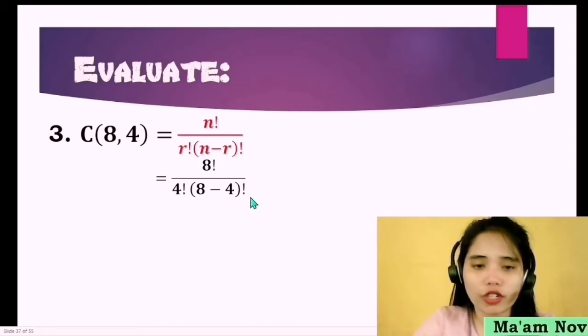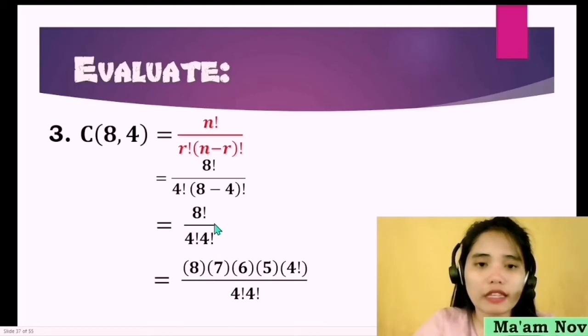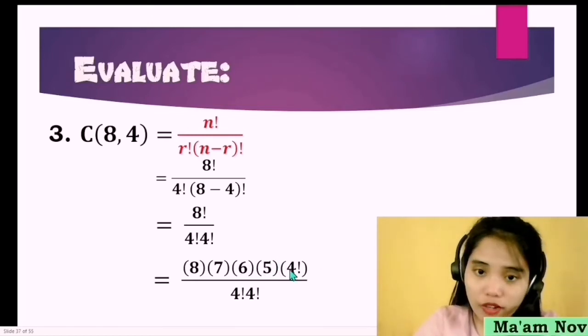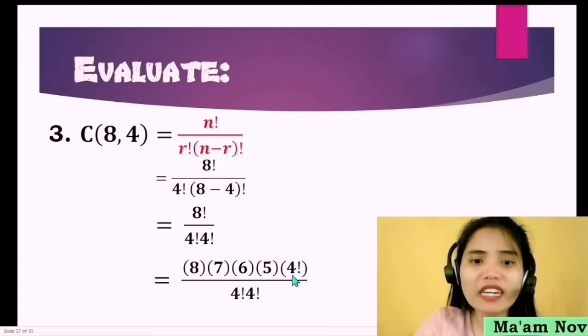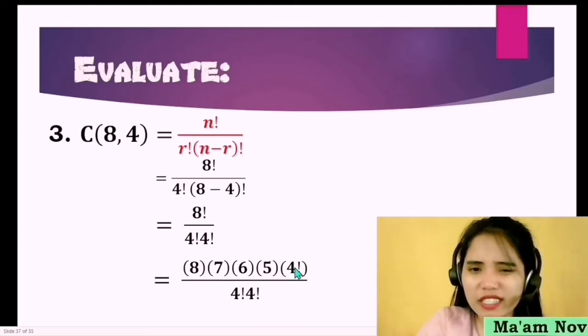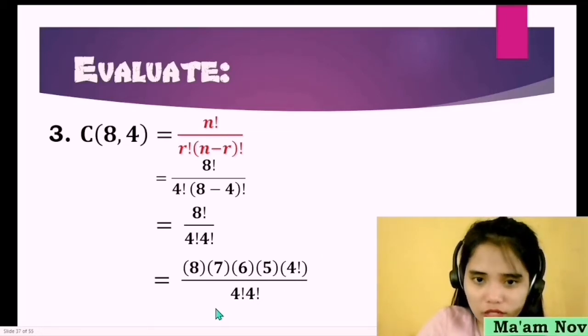8 minus 4 factorial. So, we have 8 factorial over 4 factorial. 8 minus 4 is 4 factorial. So, we will expand the 8 factorial. So, we have 8 times 7 times 6 times 5 times 4 factorial. Okay, why did I stop at 4 factorial? Okay, para makancel natin kasi sa ibaba, 4 factorial din, hindi ba? Okay, the same lang kasi yan. 4 times 3 times 2 times 1. Dito rin, 4 times 3 times 2 times 1. Marami na tayong ika-cancel. So, dito na lang tayo mag-stop.